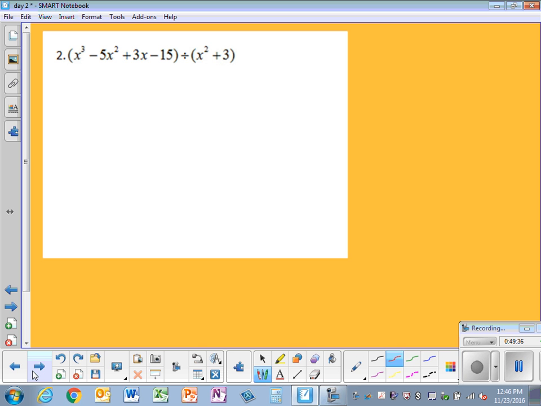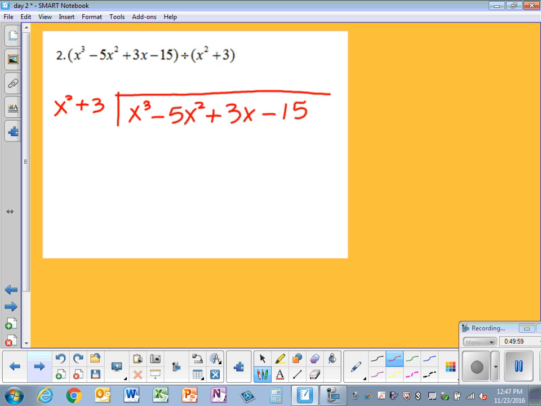All right. Okay, let's look at this. So this one is definitely long division because the divisor is x squared plus 3. All right, x cubed, x squared, x, and constant. Alright, so the same thing. First one, first one. What do I need to multiply to x squared to get it to x cubed? X. Distribute to everybody.